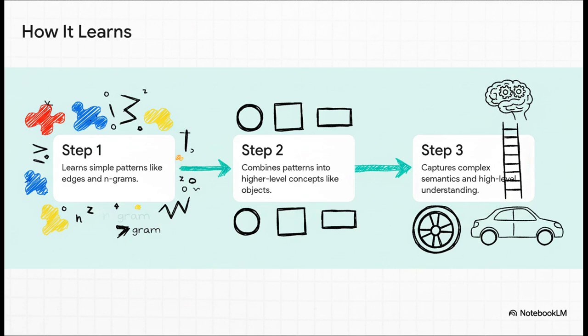Like, as you can see here, the very first layer might just spot simple patterns, things like edges or lines or colors. The next layer up then combines those into basic shapes, like circles and squares. And then a layer above that might realize those shapes are a car's wheel, until finally it understands the entire scene. It's like climbing a ladder of comprehension, one rung at a time.